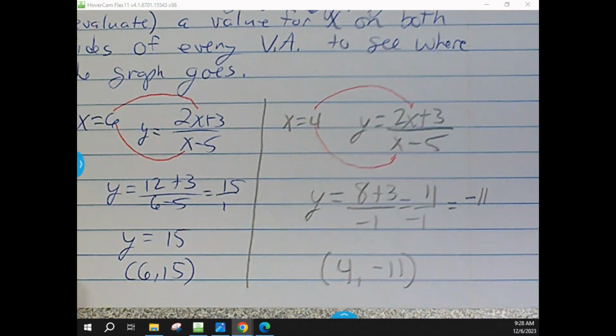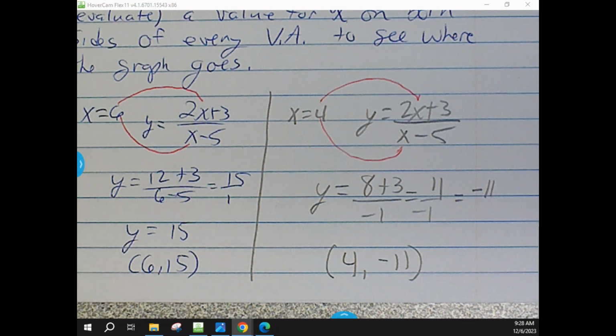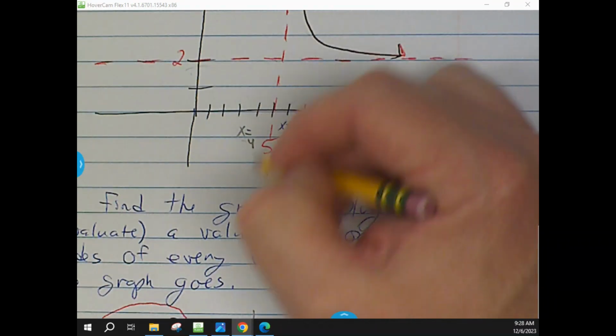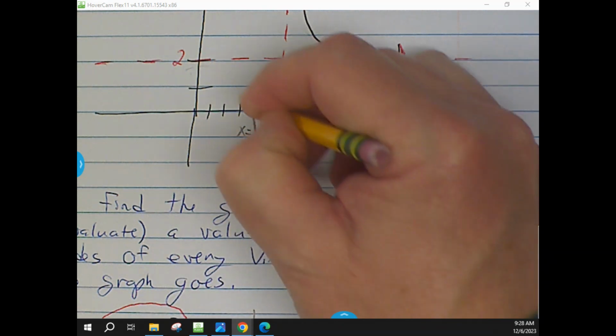Okay. And again, all you need is 1 point. Once you've got 1 point, you know where all the other points have to be, because again, it's like a fence. It's going to keep everything in that particular area. So that point at 4, -11 is going to be somewhere way down here. So that means that all these points here are going to have to look something kind of like that.